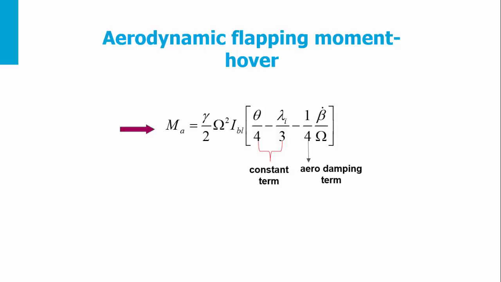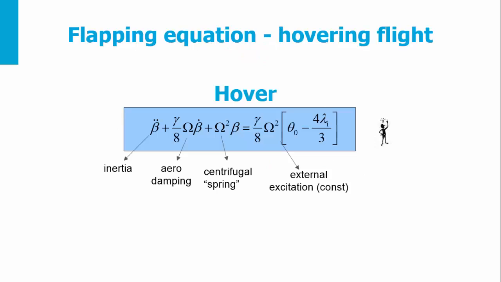And now, substituting the aerodynamic moment into the initial flap equation leads us to the final form of the flapping equation for a hovering helicopter. Beta double dot plus aerodynamic damping gamma over 8 omega times the flapping velocity, plus the centrifugal spring omega squared beta, equals the external excitation.